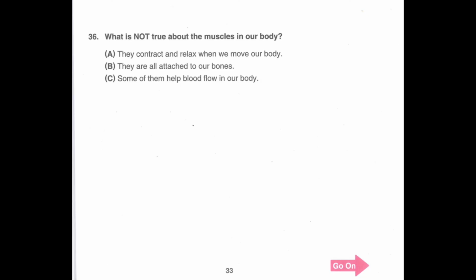Number 36. What is not true about the muscles in our body? A. They contract and relax when we move our body. B. They are all attached to our bones. C. Some of them help blood flow in our body.